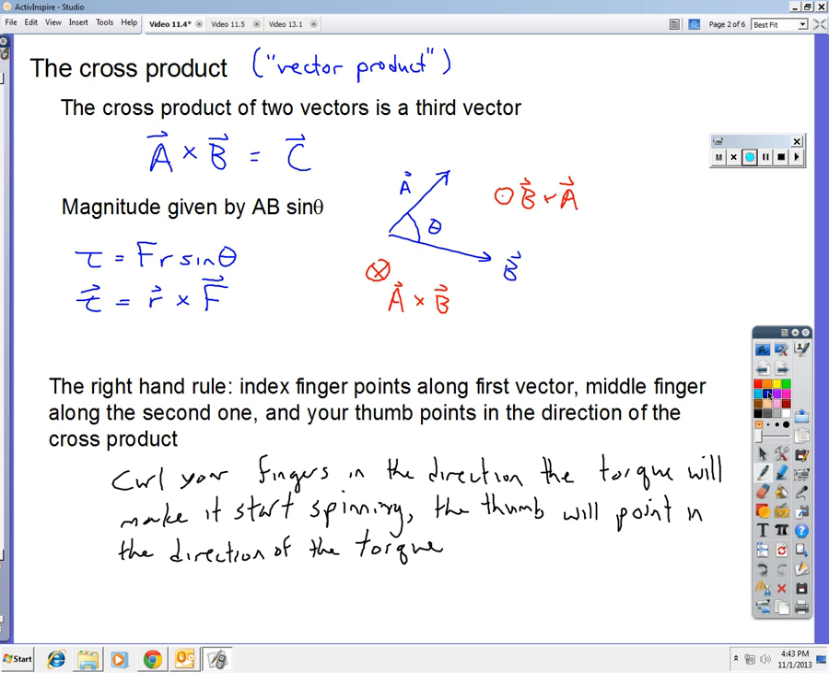So, for instance, if we have some particle like that pivoting around here, and we apply a force like that, this object here is going to start spinning in a circle counterclockwise like that, and if you curl the fingers of your right hand counterclockwise, you'll find that the thumb points into the page, and so the torque in this case would be into the board.